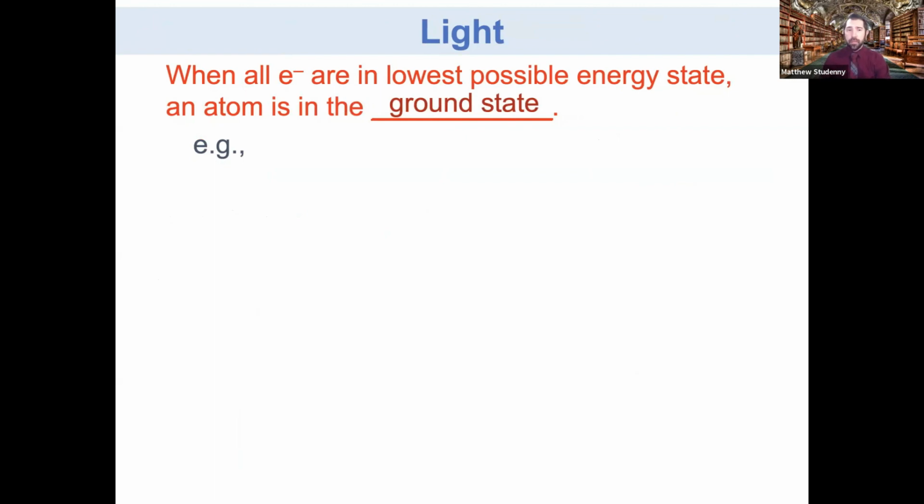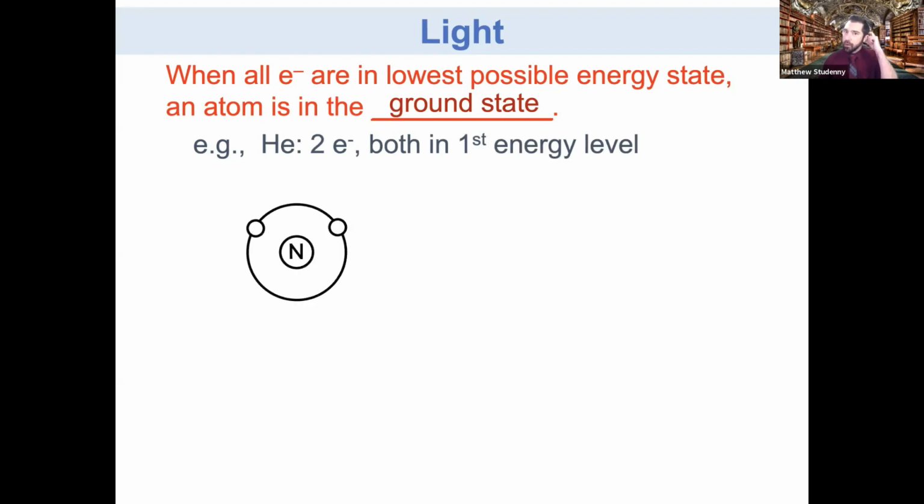Now, it doesn't mean that every single electron is right next to the nucleus. We will learn that really there's specific numbers of electrons that exist in different orbitals. But for now, it just means that all of the electrons are in their lowest possible energy. So let's say helium as an example. We'll have two electrons and they'll both be residing in that closest energy level to the nucleus.